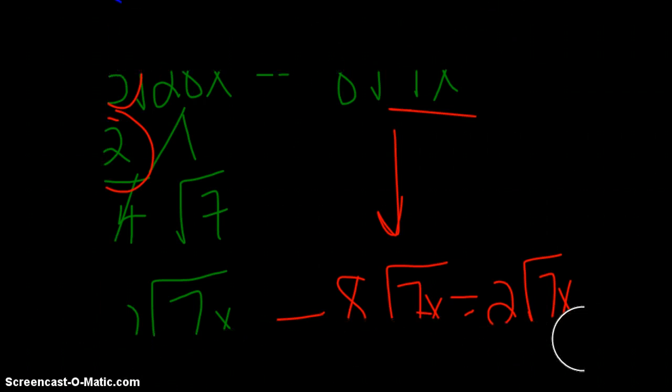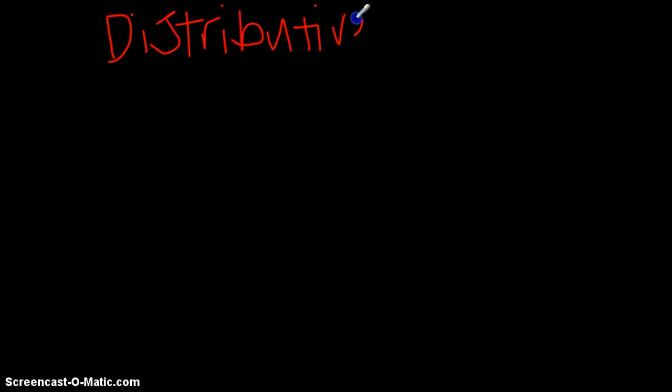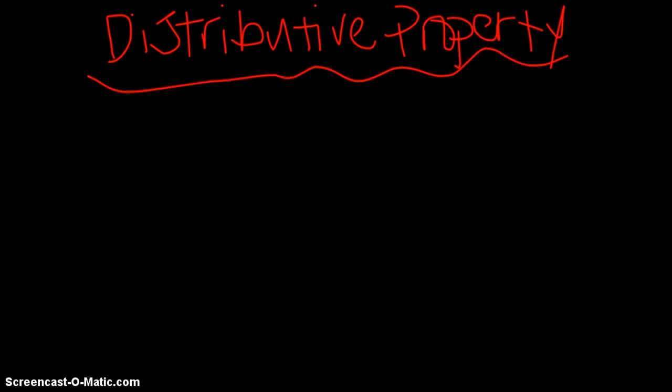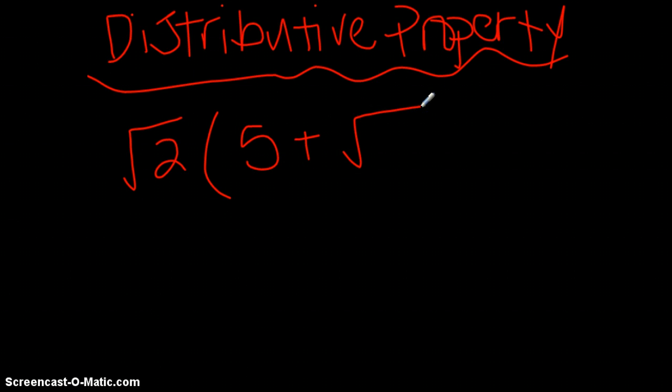We've already talked about how to multiply radicals, so you should be fine with this. Remember, you multiply coefficient times coefficient and radicand times radicand. Wow, this is not writing very neatly. Okay, so let's say, for example, I had root 2 times the quantity of 5 plus root 12.